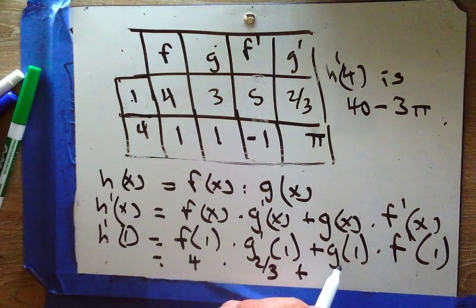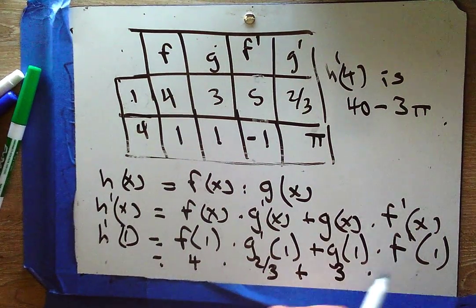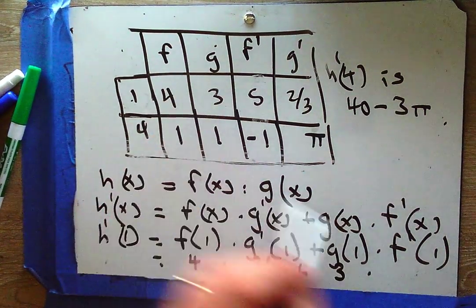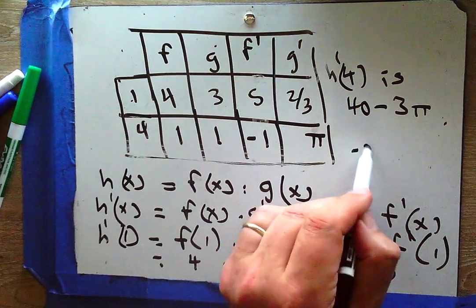2/3 plus g of 1 times f of 1. Nope, that's f prime of 1. F prime of 1 is 5. So what do we got going on here? It looks like negative 8/3 plus 15.